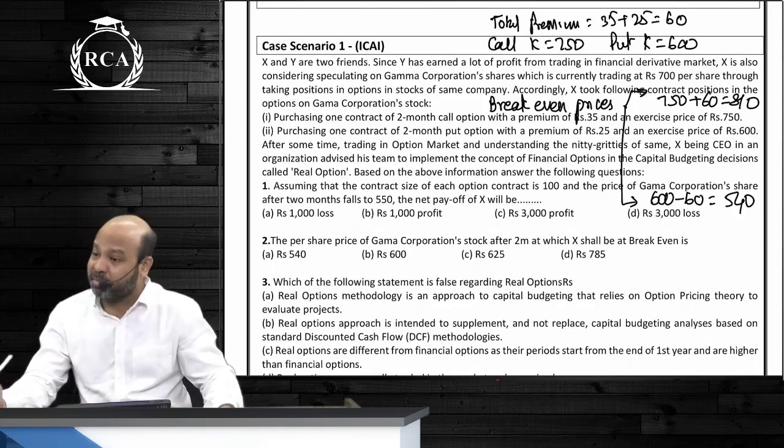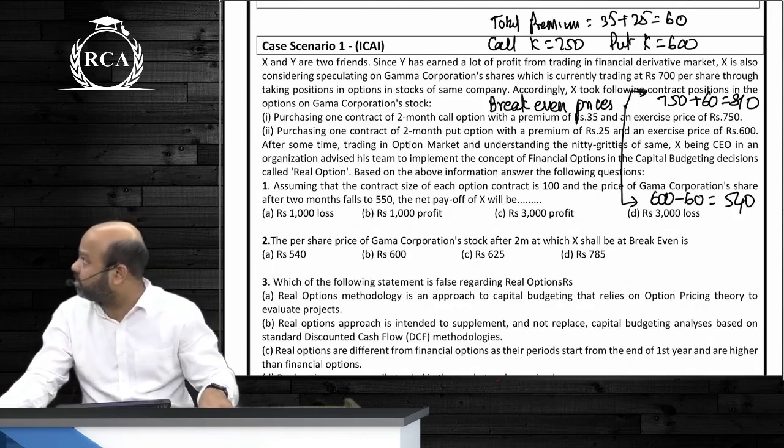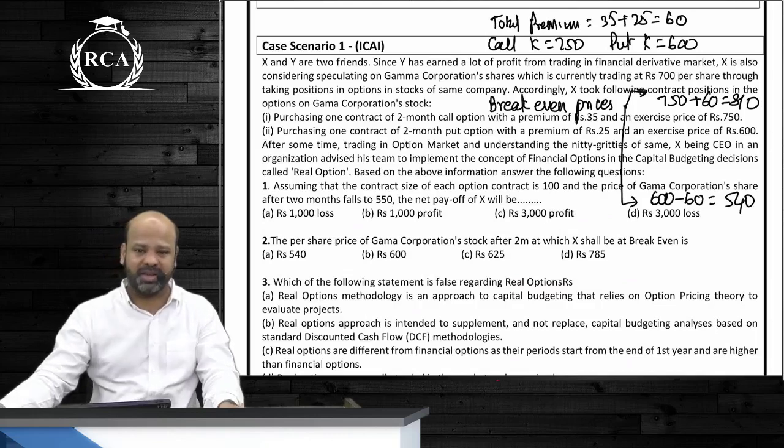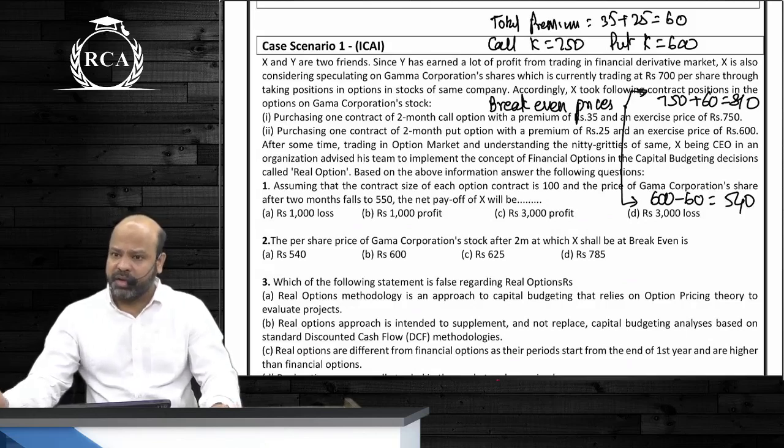Total premium, beta, per share is 35 plus 25, 60 rupees. Call option ka strike price is 750. Put option ka strike price is 600. Your break-even prices are 750 plus 60, guys, 810, and 600 minus 60, 540. Are we clear about this?